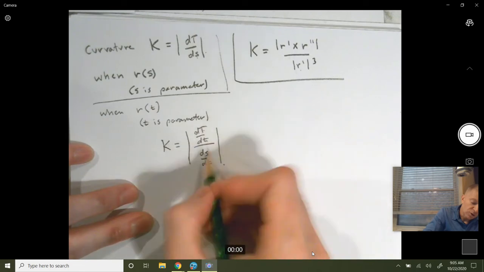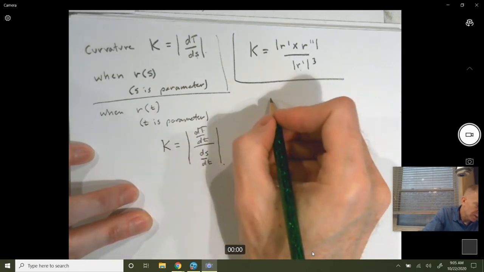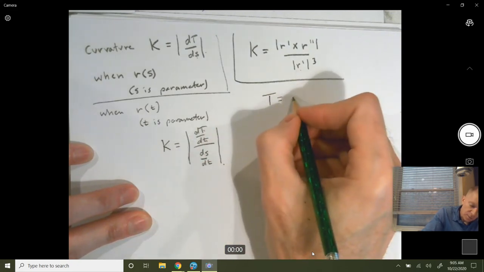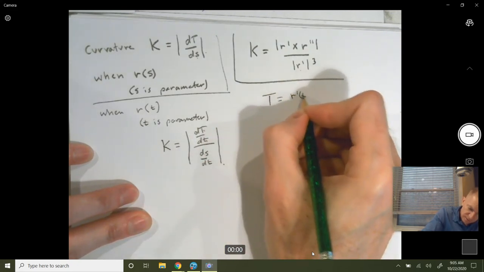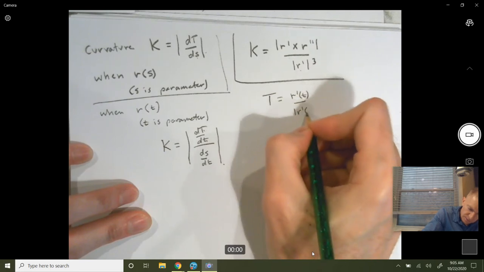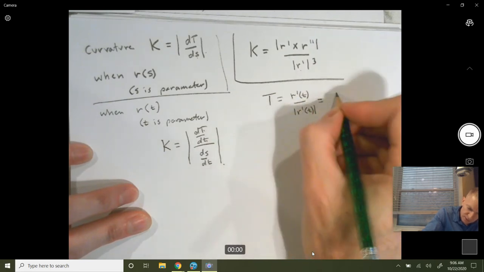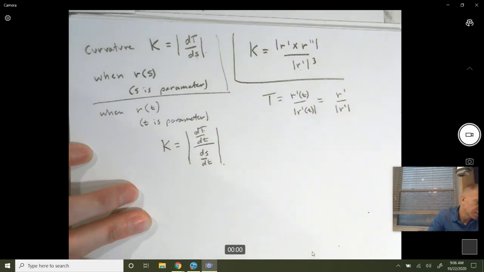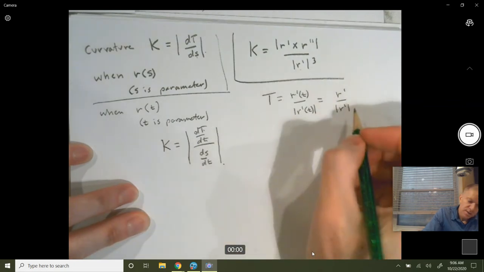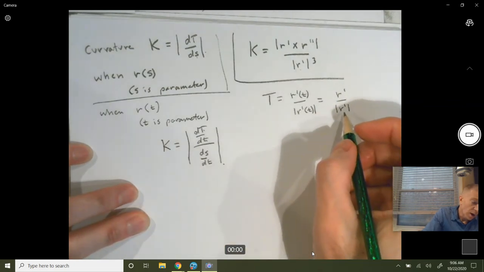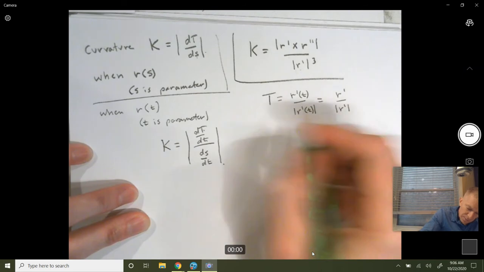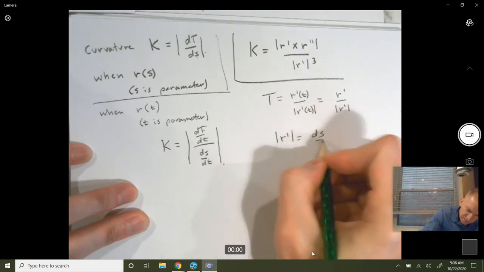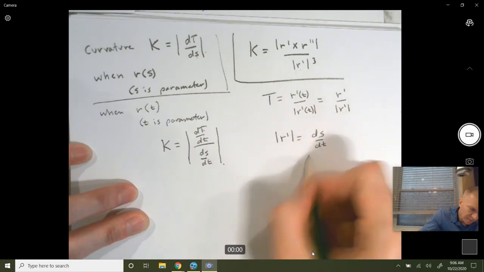Okay, now to do this, we have to remember a few things. We have to remember how you find your unit tangent vector. That's r prime of t over the magnitude of r prime of t. Or let's abbreviate that to r prime over magnitude of r prime, assuming those are functions of t. Okay, and we also have to remember that the magnitude of r prime of t is equal to ds/dt. Just a quick reminder why that's true.